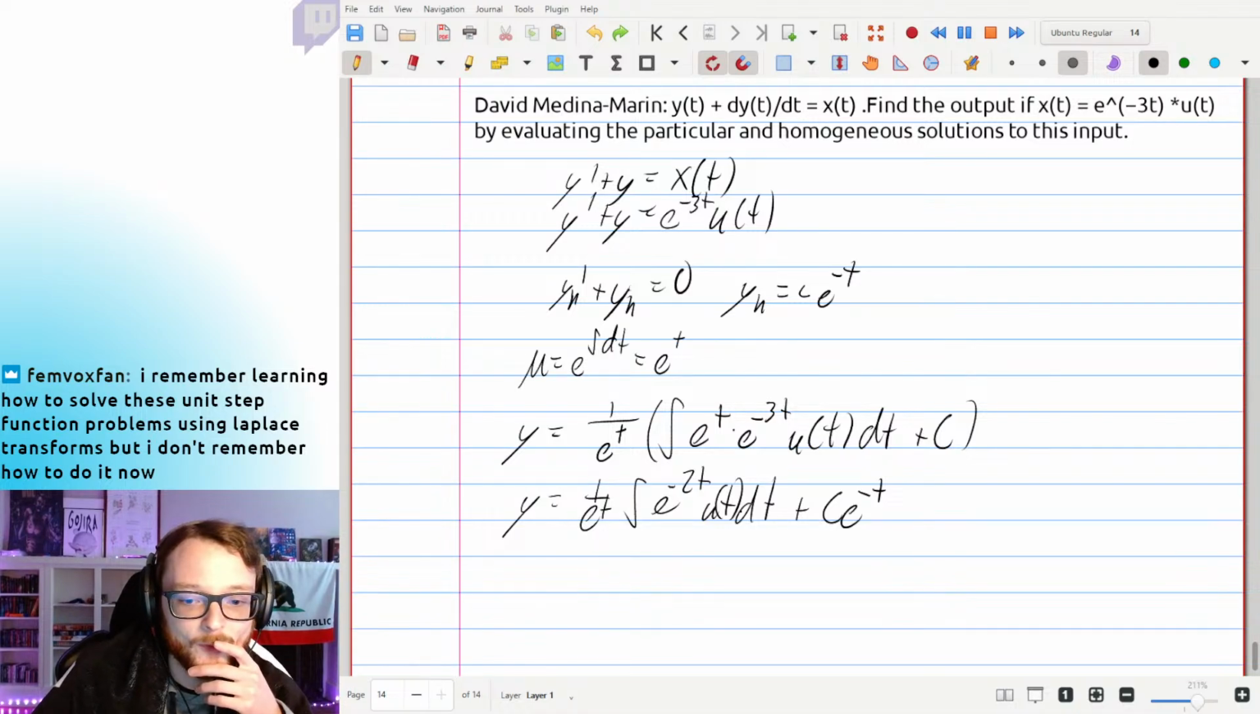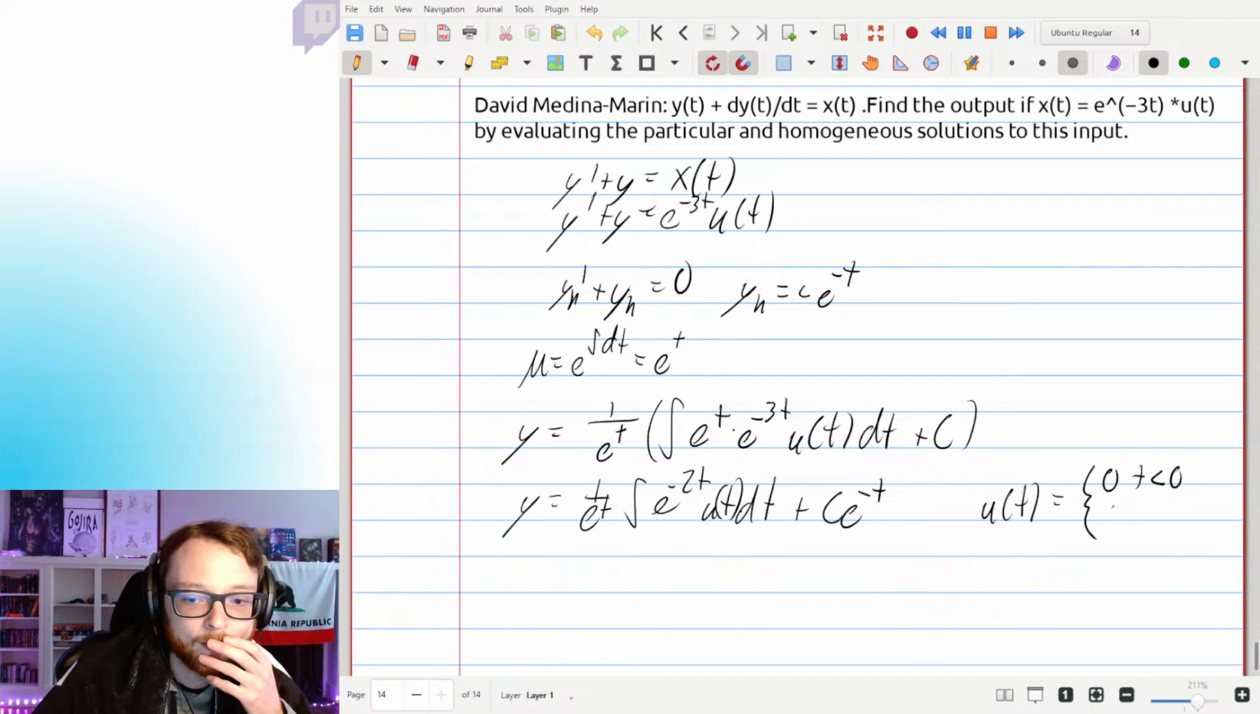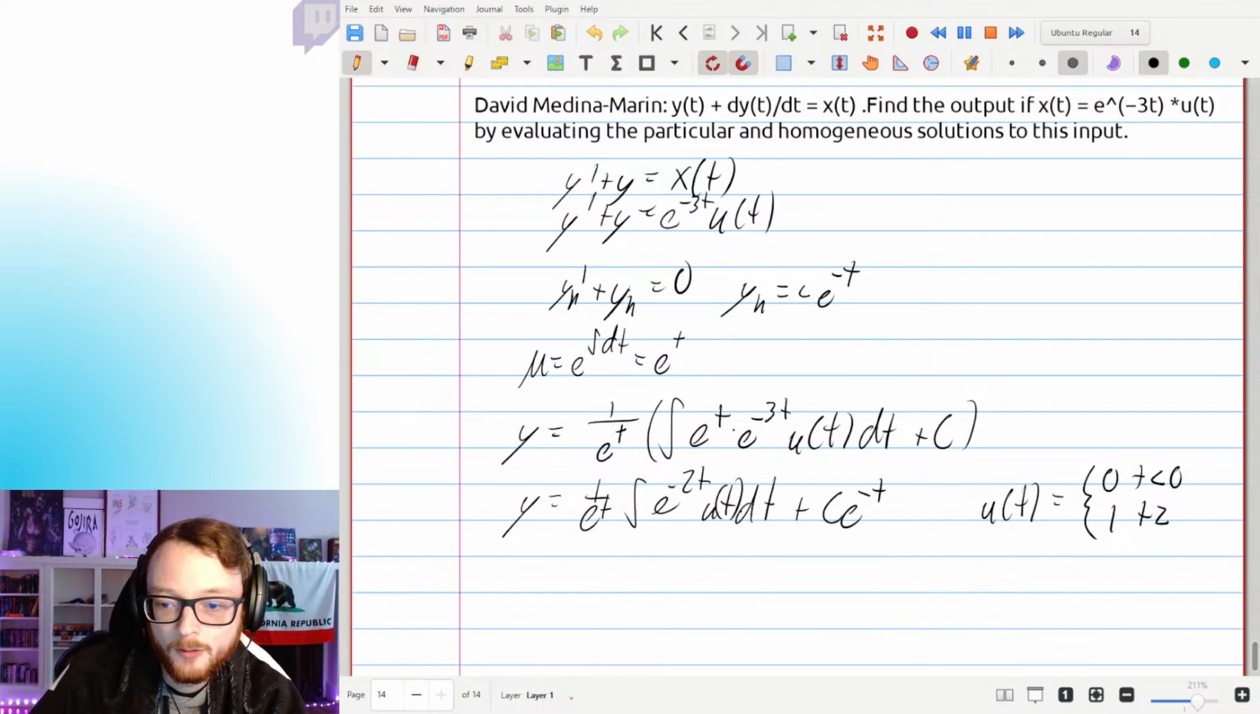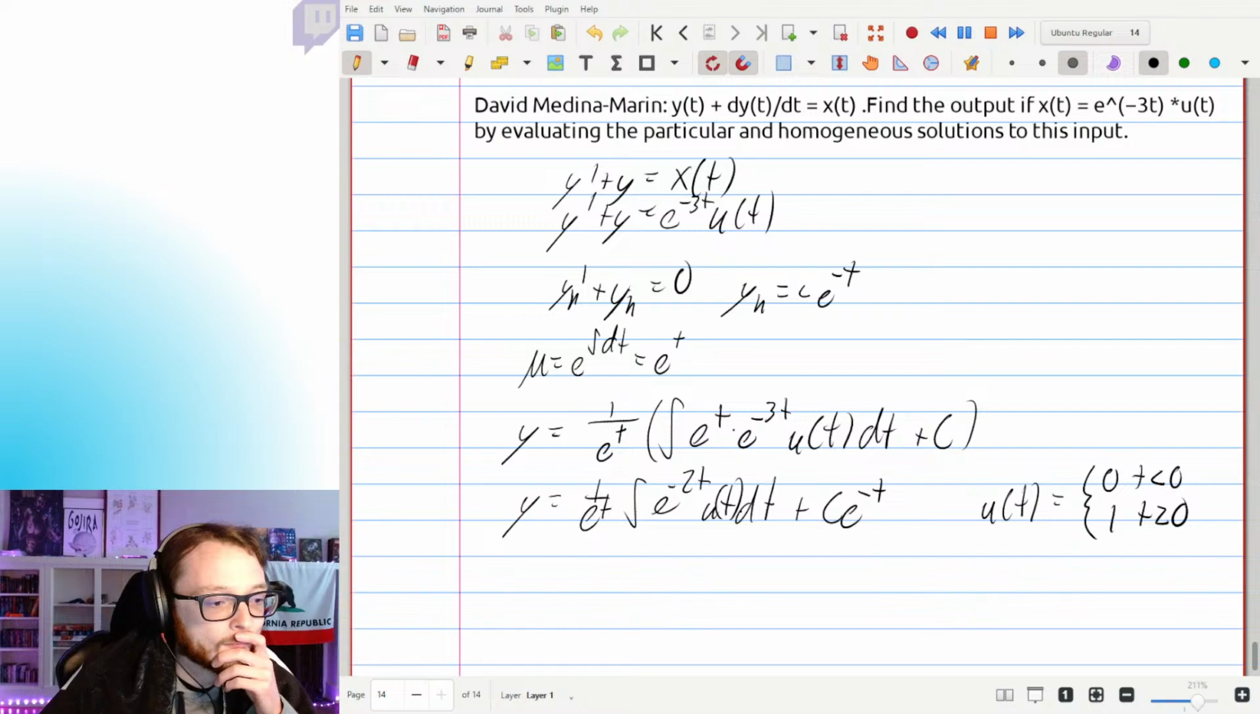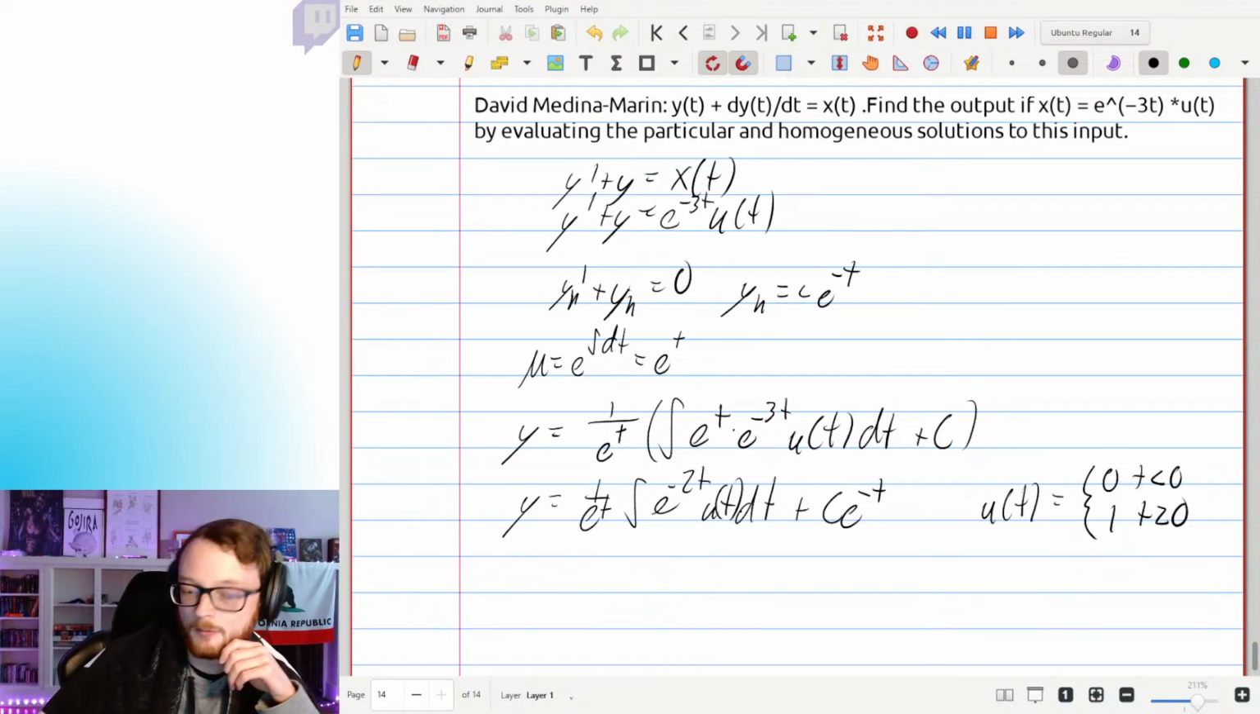if u of t is the unit step function, like Fenbox is saying, 0 for t less than 0, or 1 for t greater than or equal to 0, if it is this thing here, we can make a solution that's just valid for t greater than or equal to 0, sorry. So that's why I'm not sure how to think of this problem, David.